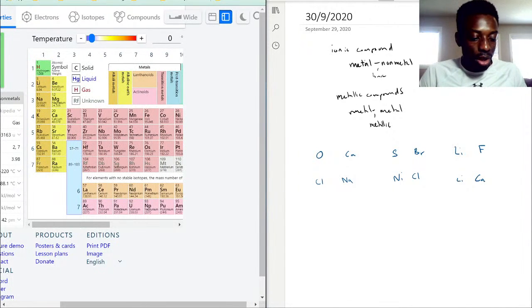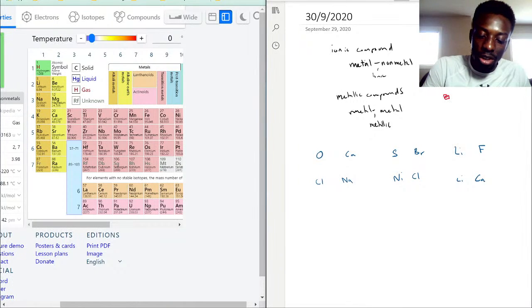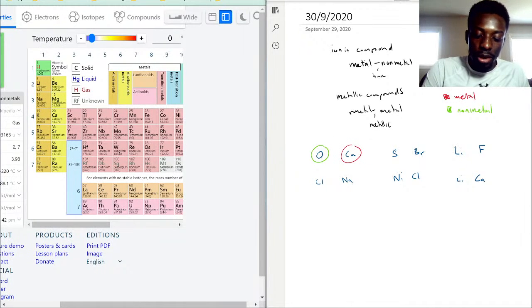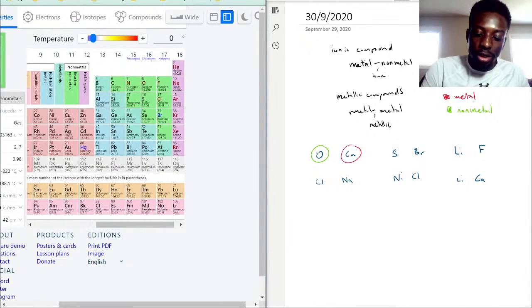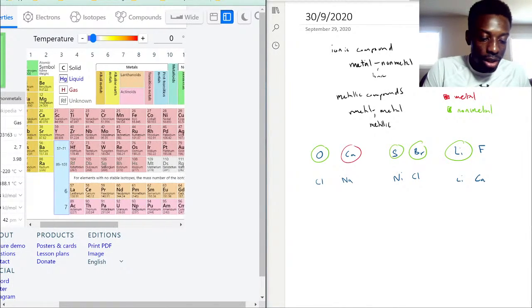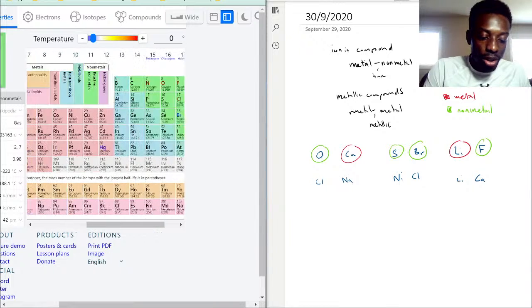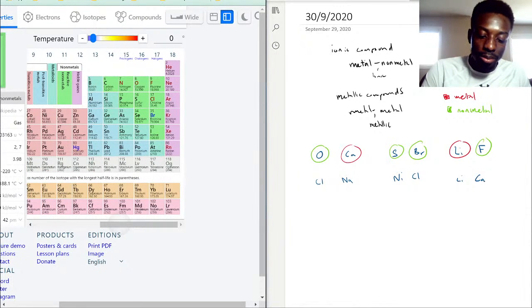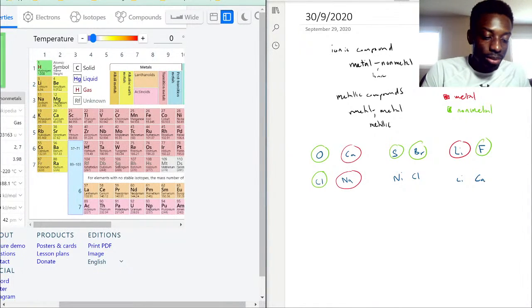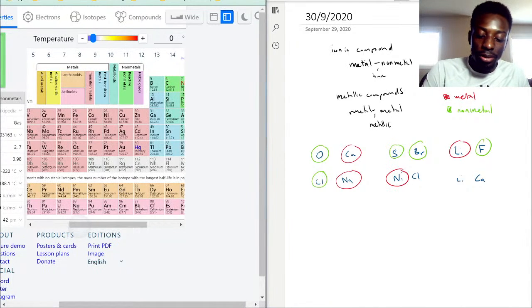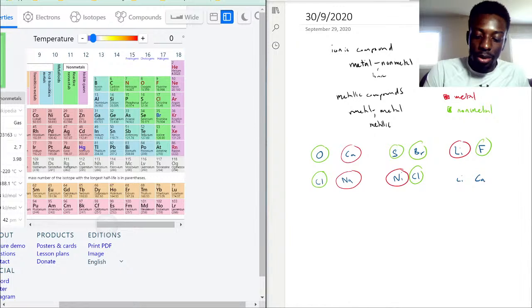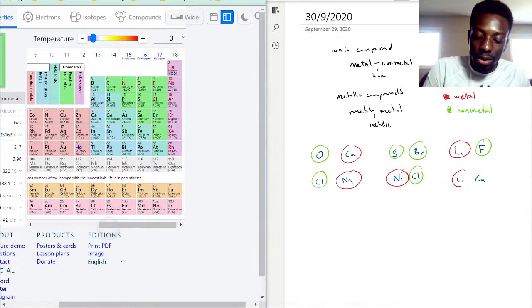Oxygen and calcium. Calcium is an alkaline earth metal. If you remember, we just do the same color coordination: metal, and this is a non-metal. So oxygen, non-metal. In fact, let's just go through. Calcium, metal. Sulfur is a non-metal. Bromine, also a non-metal. Lithium is a metal. Fluorine is a non-metal. Chlorine is a non-metal. And sodium is a metal. Okay, nickel is a transition metal, which still counts as a metal. And chlorine, again, we've seen it before, non-metal. Lithium and calcium, we've seen both, so these are both metals.